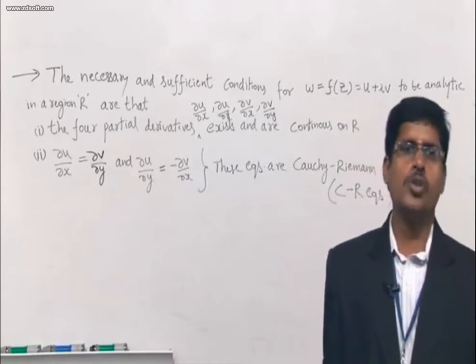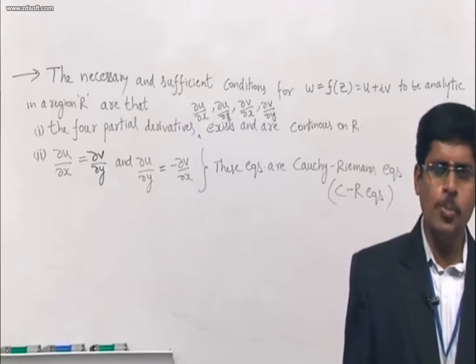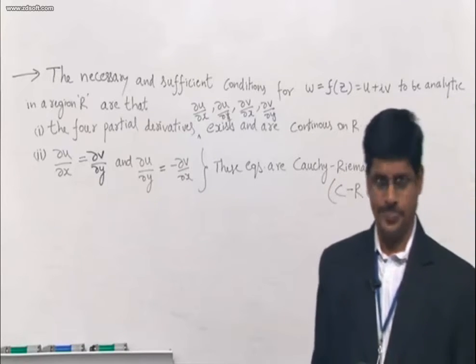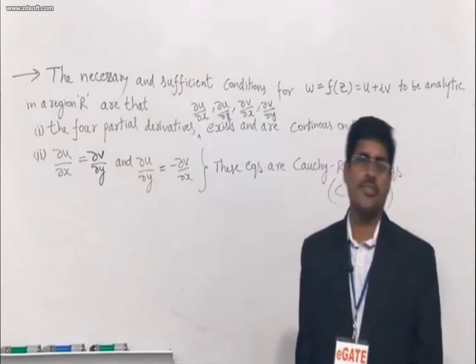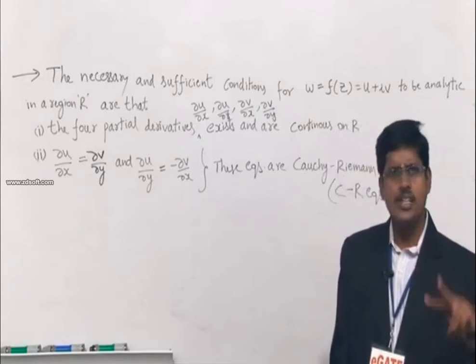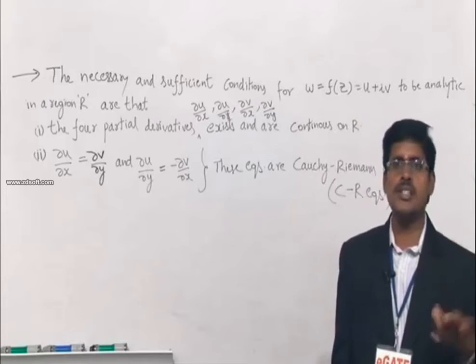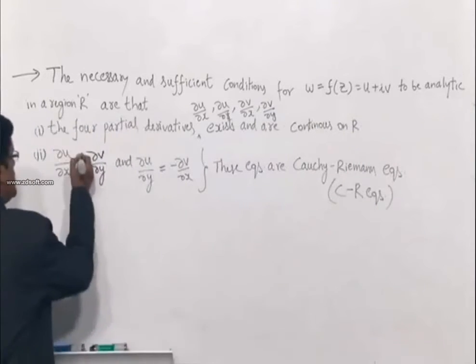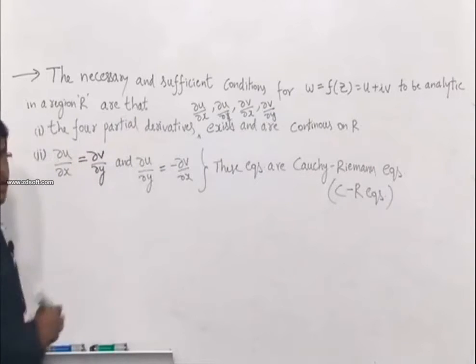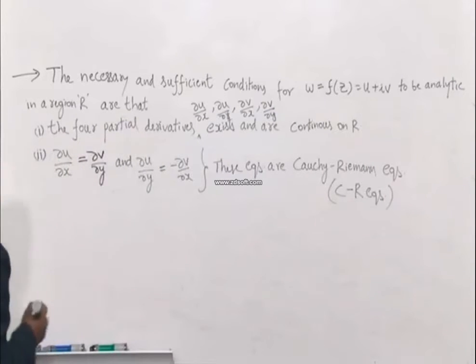Dou u by dou x is equal to dou v by dou y, and dou u by dou y is equal to minus dou v by dou x. If f of z is analytic, then these two conditions are satisfied. To prove a function is analytic, you have to show these two conditions, then only we can say f is analytic in a region R. Okay?